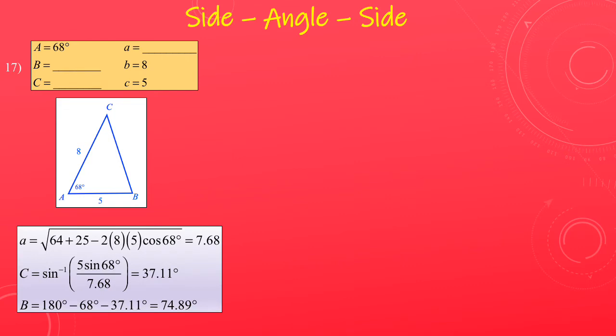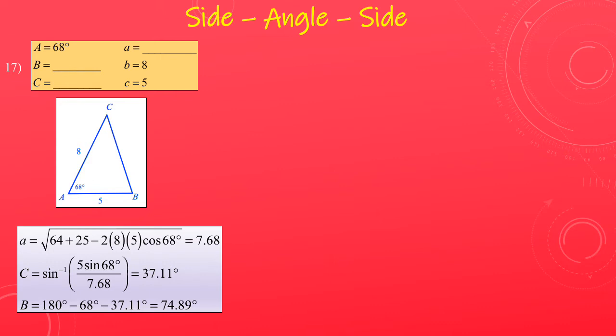We are given angle A, so we will use the A law, and we get that a is equal to the square root of b squared, which is 64, plus c squared, which is 25, minus 2 times 8 times 5 cosine of 68 degrees. And we get, to two decimal places, 7.68.